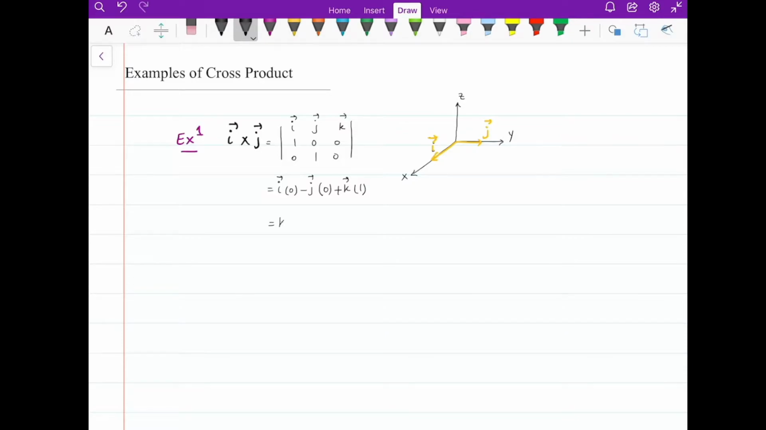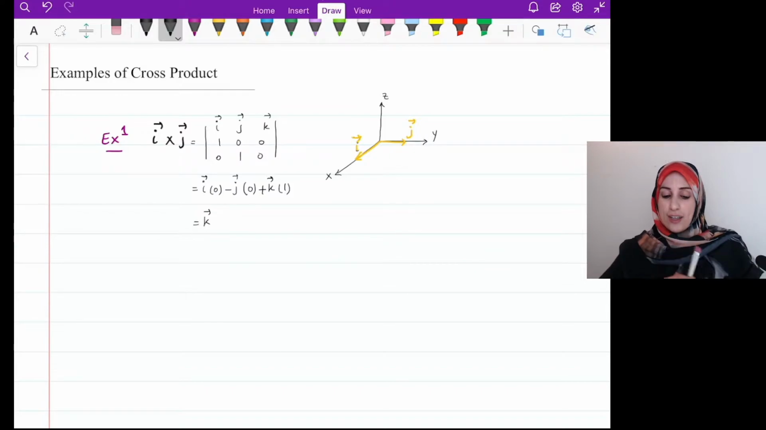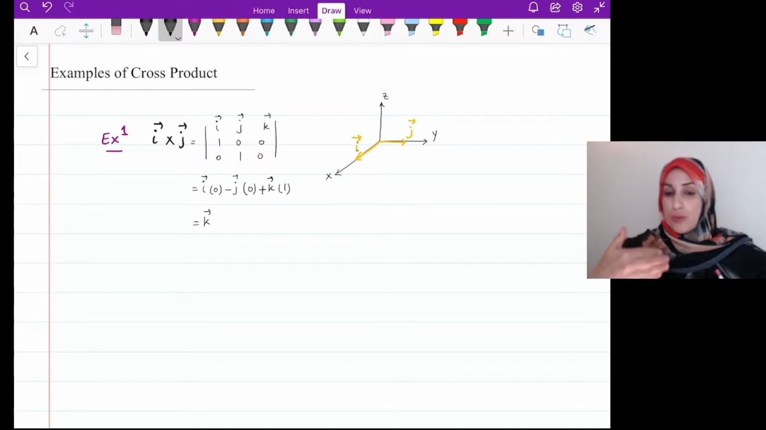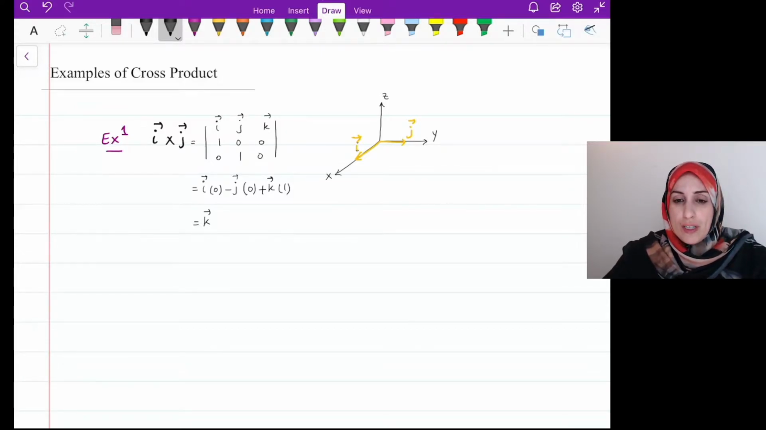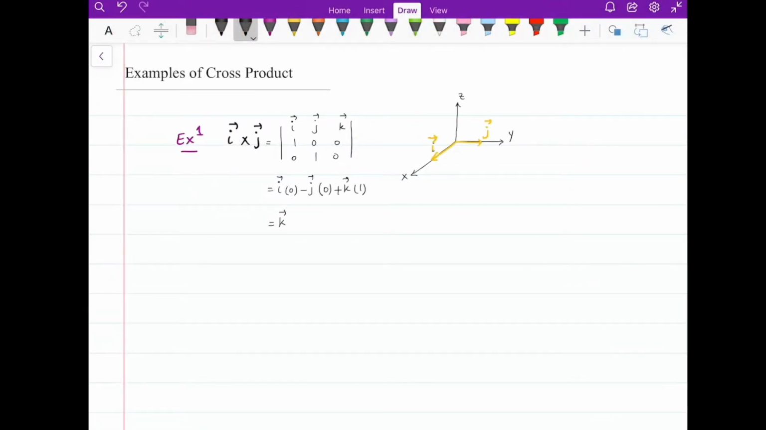As you see, this is the vector k. If you want to check your work, put your right hand in the direction of i, curl your fingers in the direction of j, and then your thumb shows the direction of the cross product, which is k. That's correct. So the cross product is the vector k. Example 2.